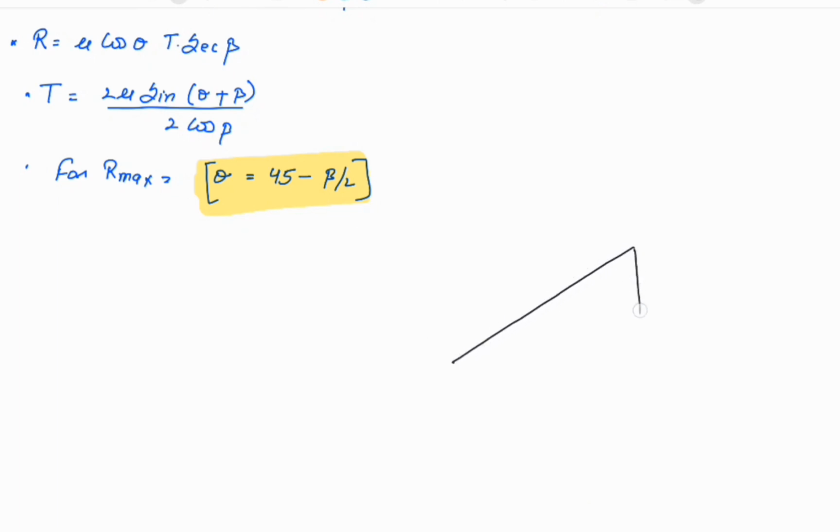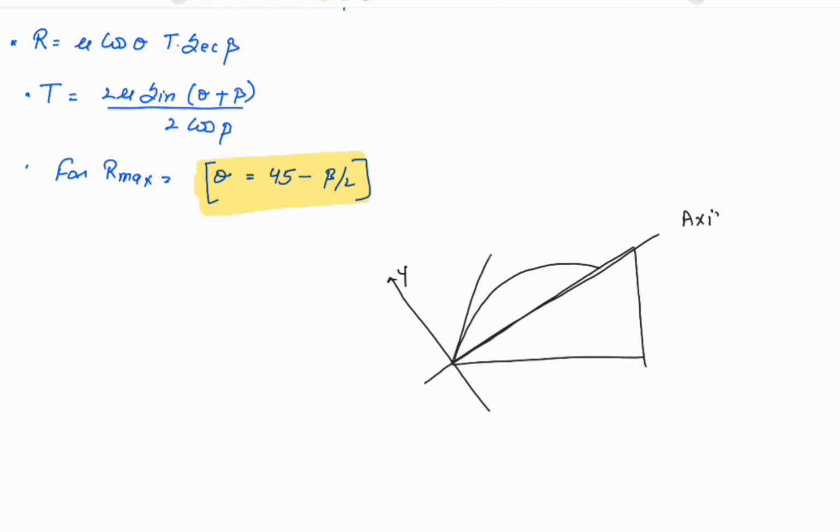Here, let's see how we found the values. In the first case, we have thrown a projectile like this. We are taking this as the positive x-axis and this as the y-axis. This is my y-axis, this is my x-axis, and this is the initial velocity u. This angle I have calculated, and I got theta minus beta.